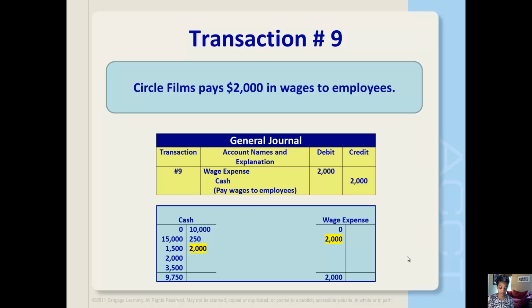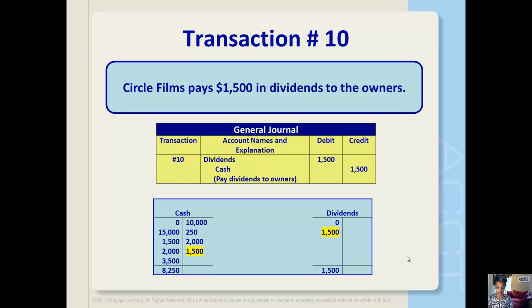Transaction number 9, accounts affected. Circle Films is paying cash. Remember, they're paying their employees, so cash is decreasing, and that reduction in cash results from wages paid to employees, so wage expense is increasing. Debits and credits, cash is an asset, so credit the cash account to decrease it, and then expenses decrease equity, so debit the wage expense account to increase it. Again, the slide shows the recorded journal entry and the posted ledger information.